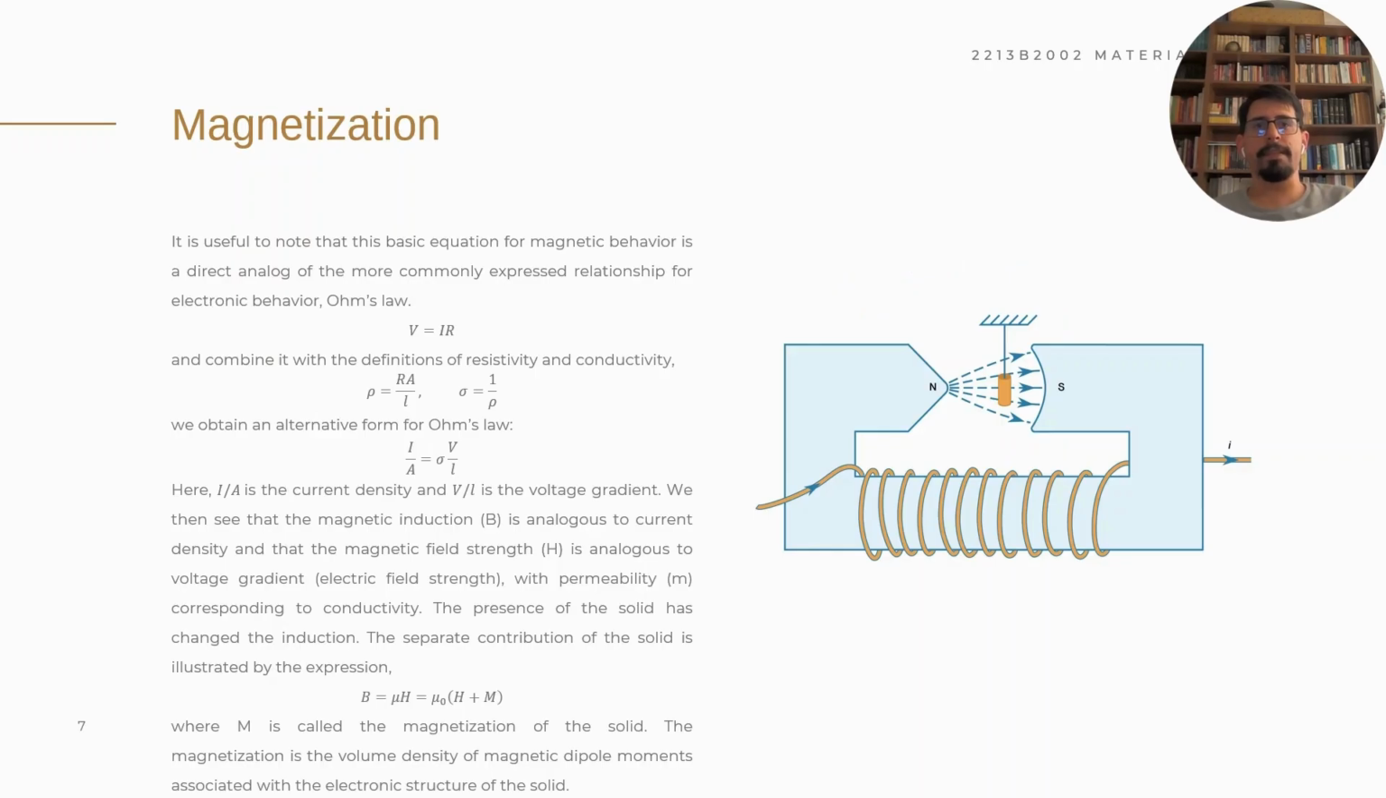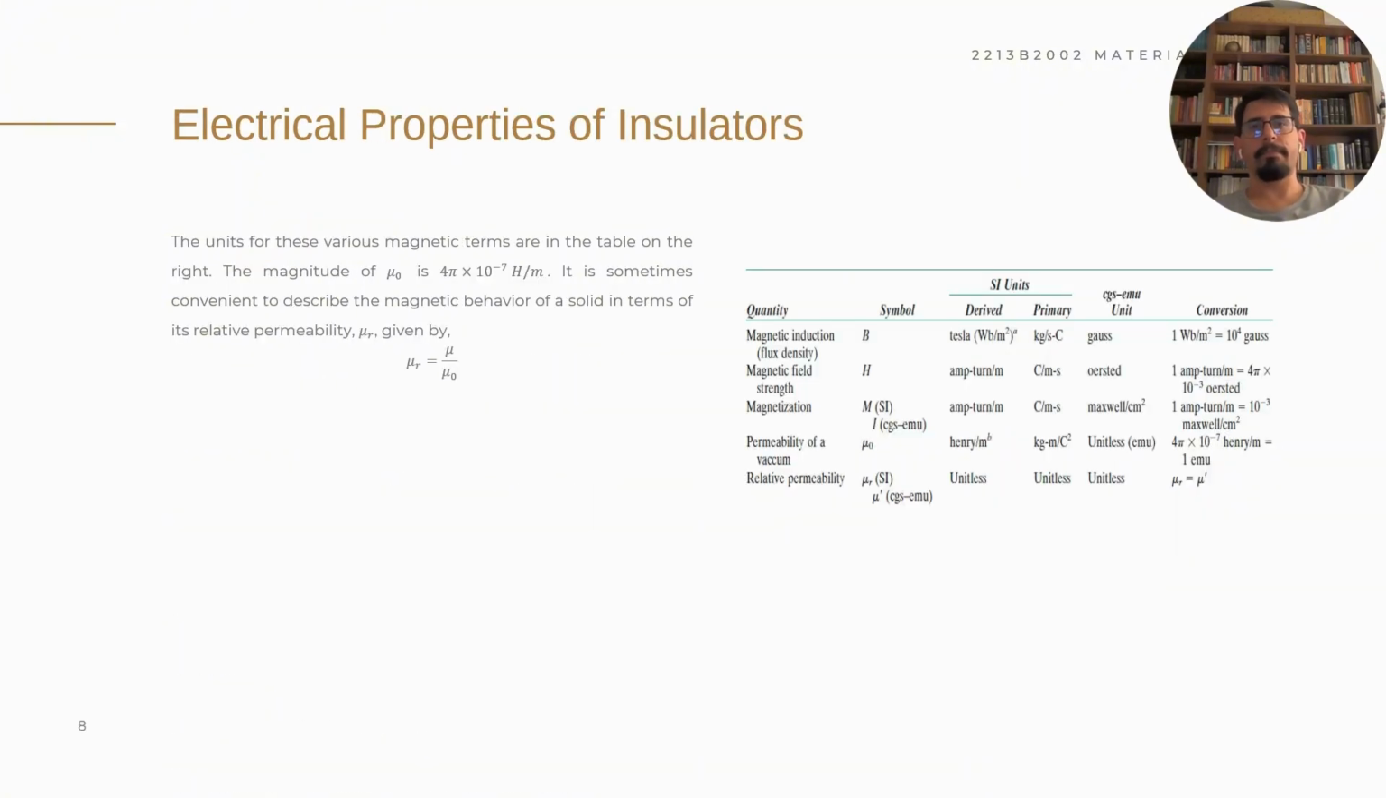When we place a solid material into the magnetic field, it contributes its own magnetic effect. We call this magnetization, represented by M. So total magnetic induction becomes, as you see on the slide, B equals mu 0 times H plus M. That last part, H plus M, tells us the material not only feels the external magnetic field, but adds its own internal response. The diagram on the right shows a magnetic core being magnetized, and how to find the field inside.